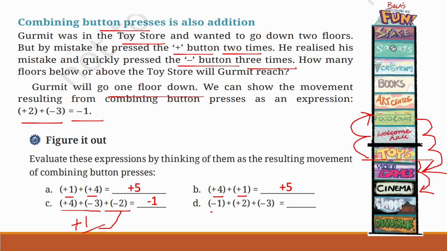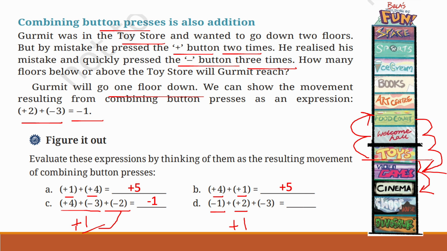Next one, minus 1 plus 2 plus minus 3. First you combine the first two numbers, minus 1 and plus 2. Here the two numbers have different sign. So, you subtract the smaller number from the larger number. 2 minus 1 is 1. You put the sign of the greater number, it is positive here.